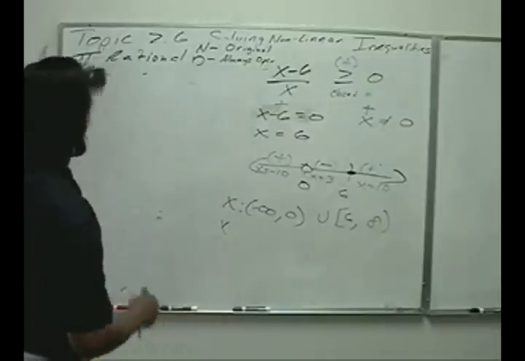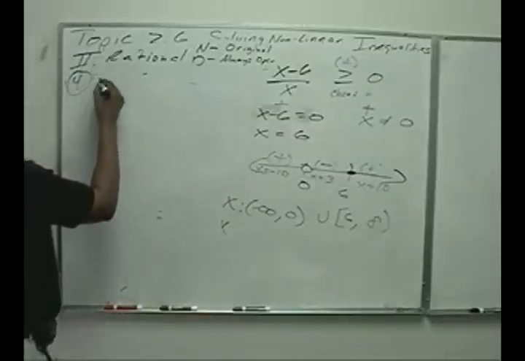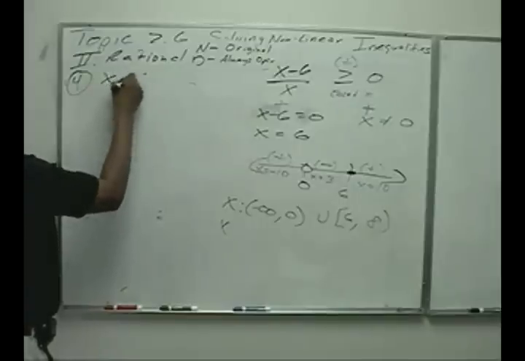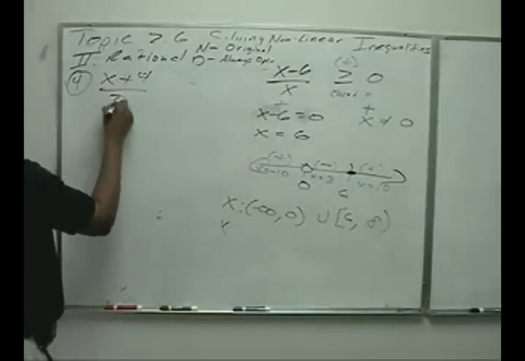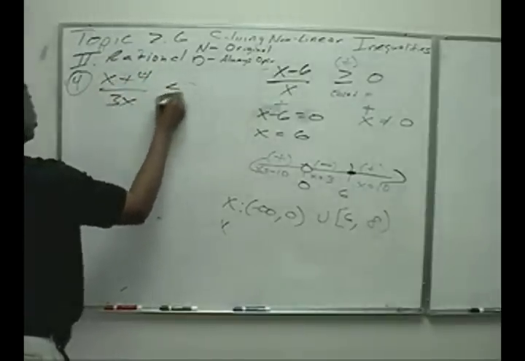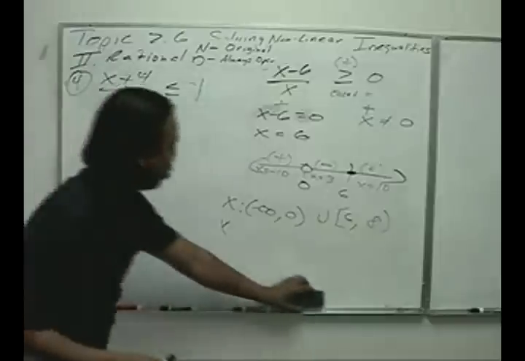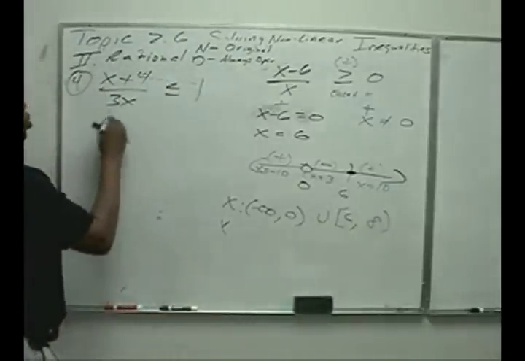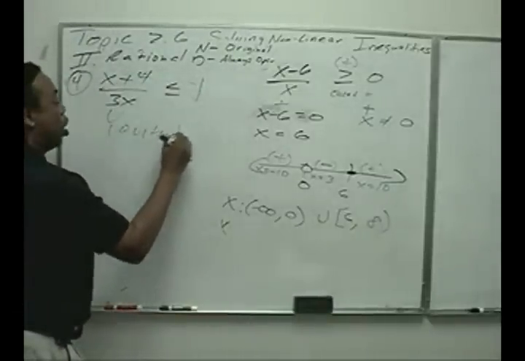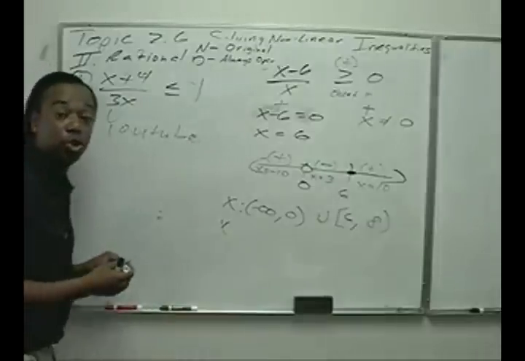Number 4 will be x plus 4 all over 3x is less than or equal to 1. And number 4 will be found on YouTube as well.